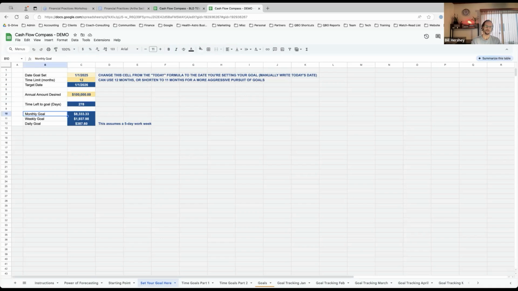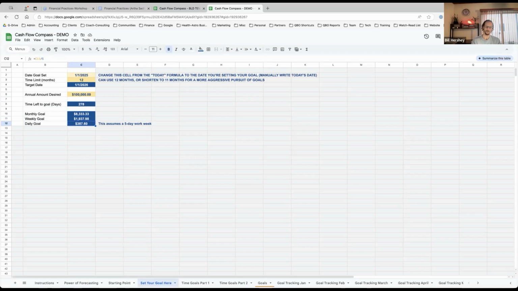But what I like about this is that it's going to break down that $100,000 a year goal into monthly goals, roughly about 8,300 per month. And we have a weekly goal. It's going to divide that by 4.3. There are roughly 4.3 weeks in every month. So our weekly goal is about 1,900, roughly. And then a daily goal.